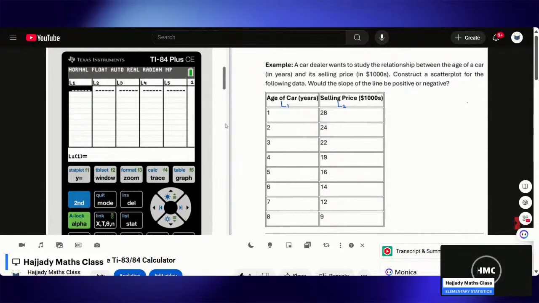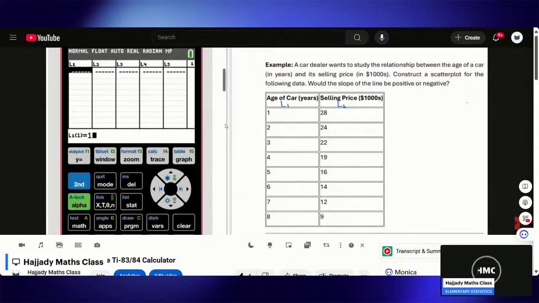Now to plug in, here we have 1, 2, 3, 4, 5, 6, 7, and 8. And in L2, we want to plug in the value of the selling price, which is 28, 24, 22, 19, 16, 14, 12, and 9. So this is the value we've got.